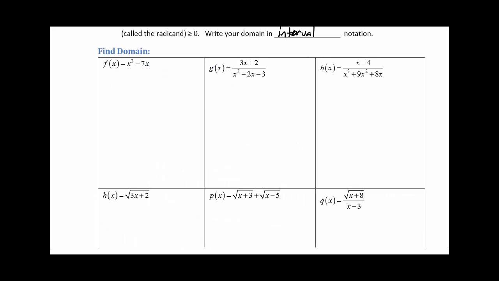In this first example, we can see that we've got x squared minus 7. So we start off by assuming it's everything, all real numbers, is in our domain, and then we look for any sort of issue, and it turns out that we're not dealing with a fraction and we're not dealing with a square root at this particular moment. So this example would be all reals for its domain. Everything can work, there's no reason to exclude any value.